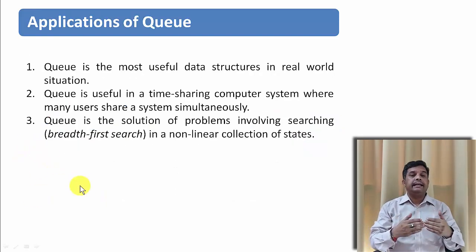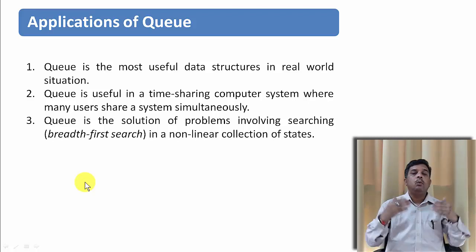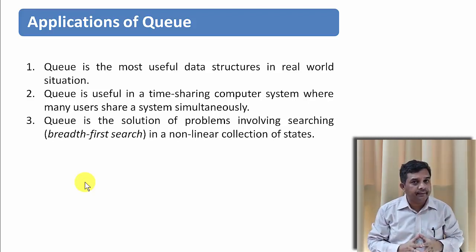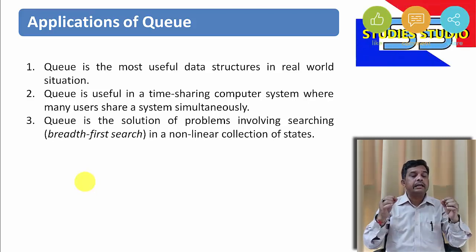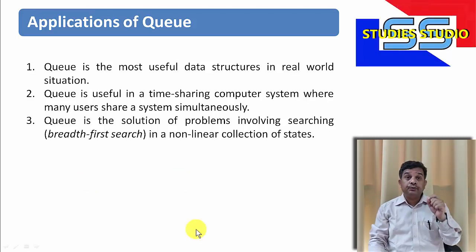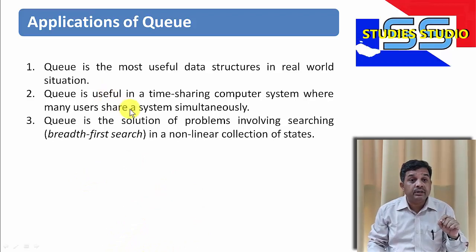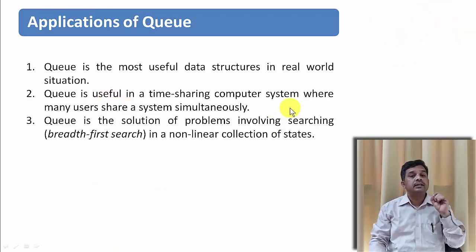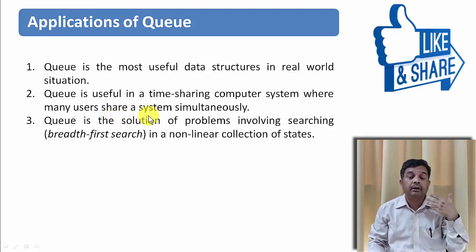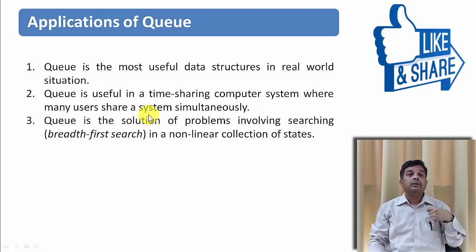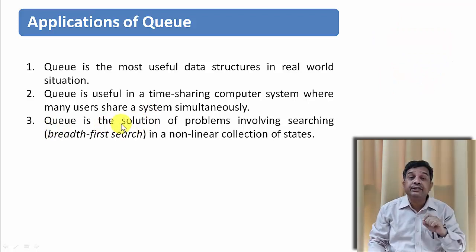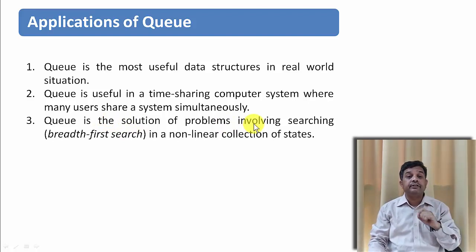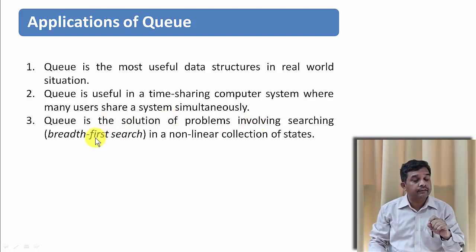Before discussing queues in detail, let us see what applications we have. Queue is one of the most useful data structures in real world situations. Queue is useful in time sharing computer systems where many users share the system simultaneously. As I have told, for example a printer, or when the CPU is getting scheduled. Queue is a solution to problems involved in searching, specifically breadth first search in a non-linear collection of states.